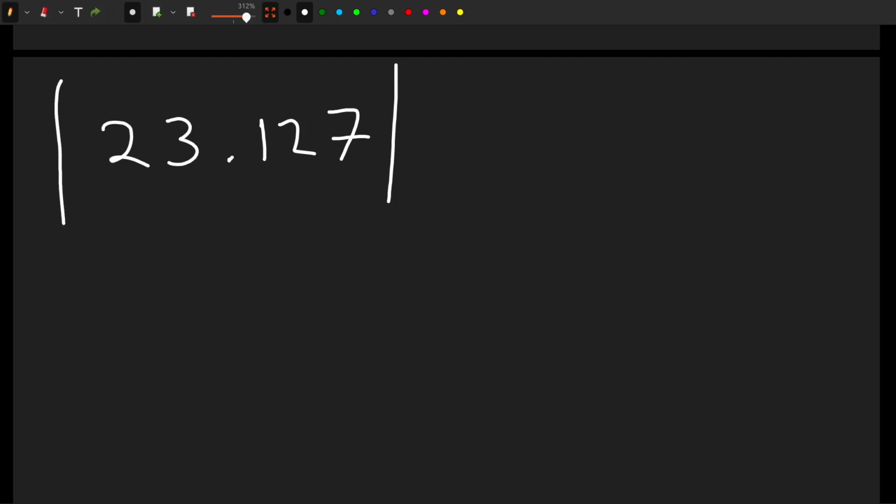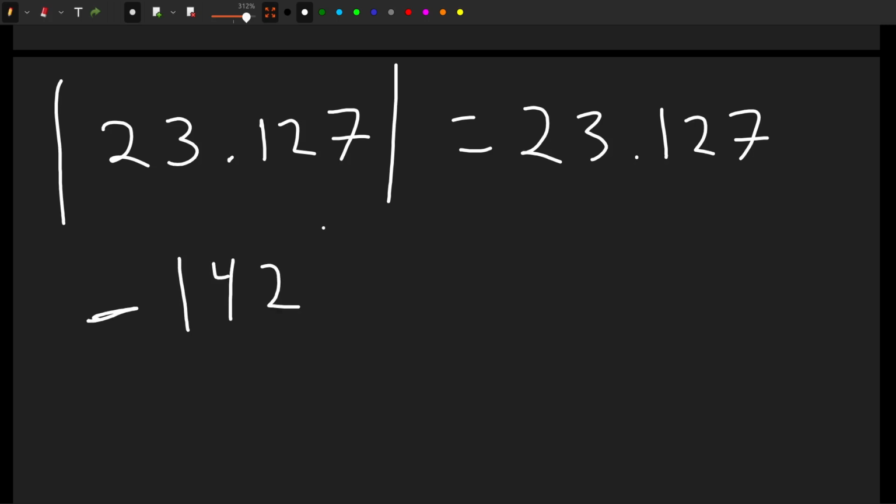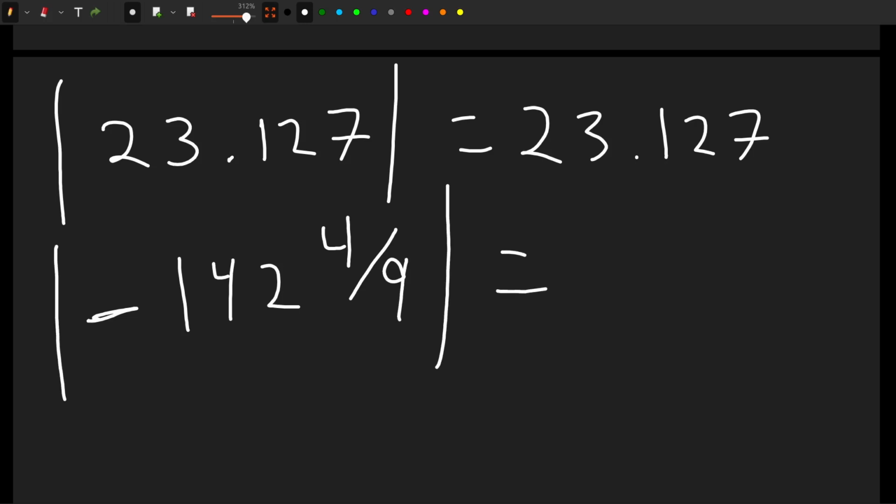So for example, the absolute value of 23.127 is simply 23.127. If you're looking at the absolute value of -142 and 4/9, it's simply the positive of that, which is 142 and 4/9.